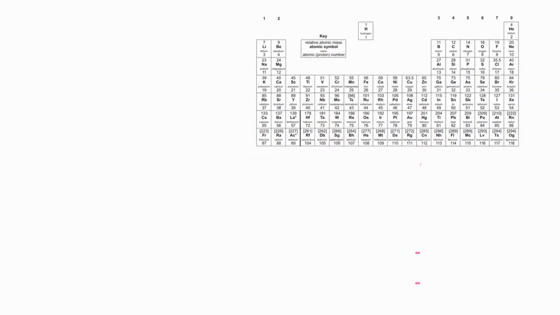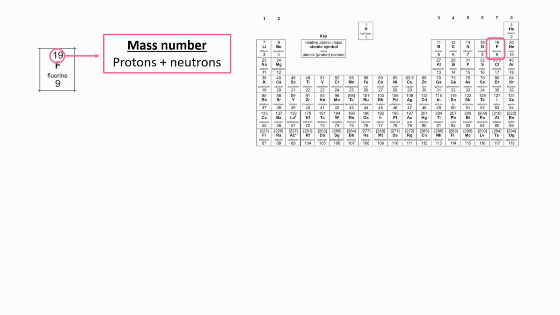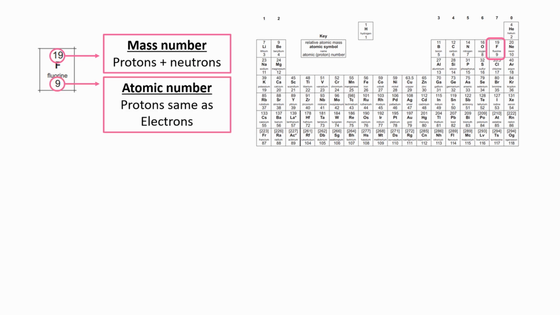Let's have a go at another example. This time let's do the electron configuration for fluorine. Fluorine has a mass number of 19, which is the number of protons and neutrons together, and it's got an atomic number, which is the proton number, of 9. And remember we said the proton number is always equal to the electron number, so fluorine also has 9 electrons. Now we know the number of electrons, let's do the electron configuration.